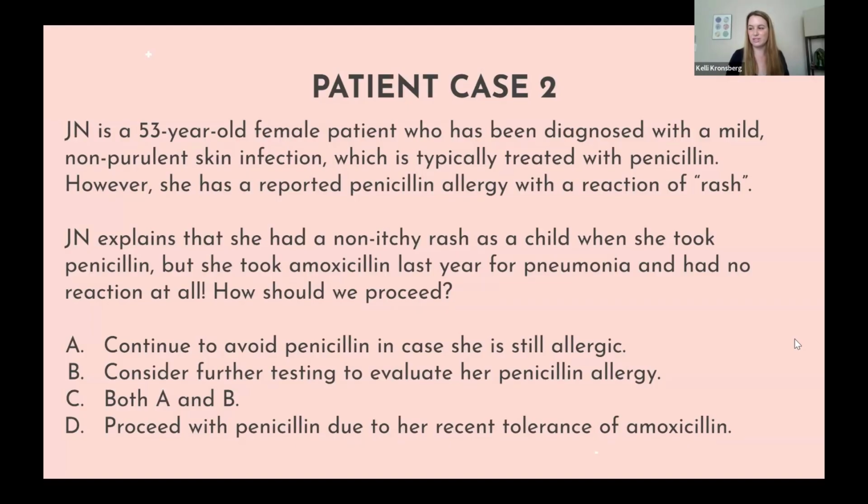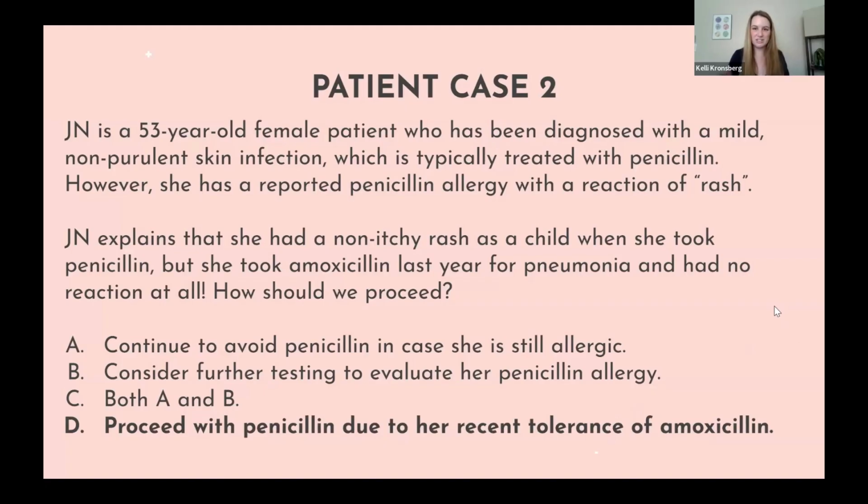Okay, great. Thank you all for your participation here. And I'm seeing that the majority of people said D to proceed with penicillin due to her recent tolerance of amoxicillin. There, it should be showing for you guys now. And I agree with that because tolerating amoxicillin is essentially delabeling that penicillin allergy. So if we did further testing to evaluate it, that step would be to give her amoxicillin and see how she does. And that happened last year, and she did just fine, which is why we're able to proceed with option D in this case.